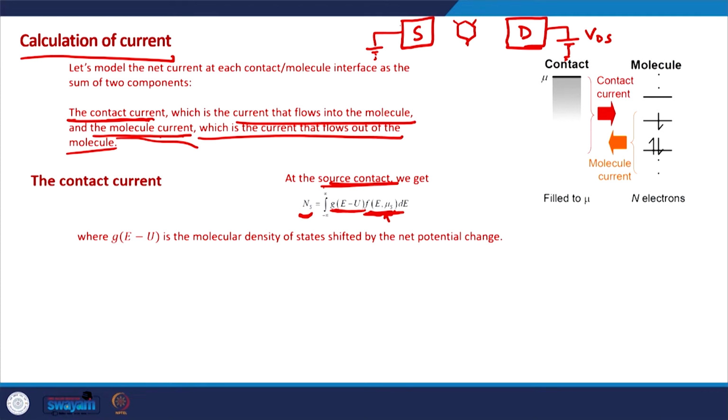There is a key point here. This density of states is the molecular density of states, and this is now shifted by the change in the potential in the molecule that is brought about by the change in the number of electrons. In our previous discussion, in the general model of transport, this G(E) did not have U in the argument. So the density of states in this expression was just G(E), but now we need to have G(E minus U).